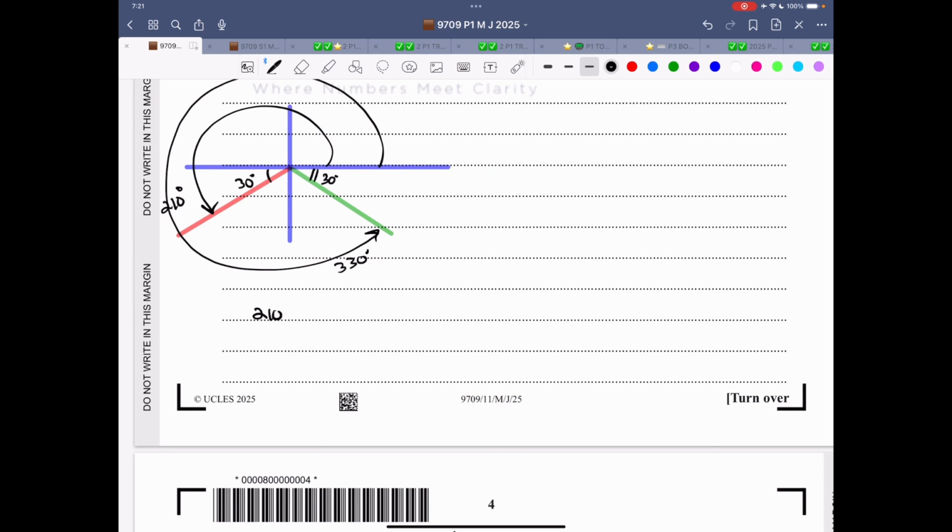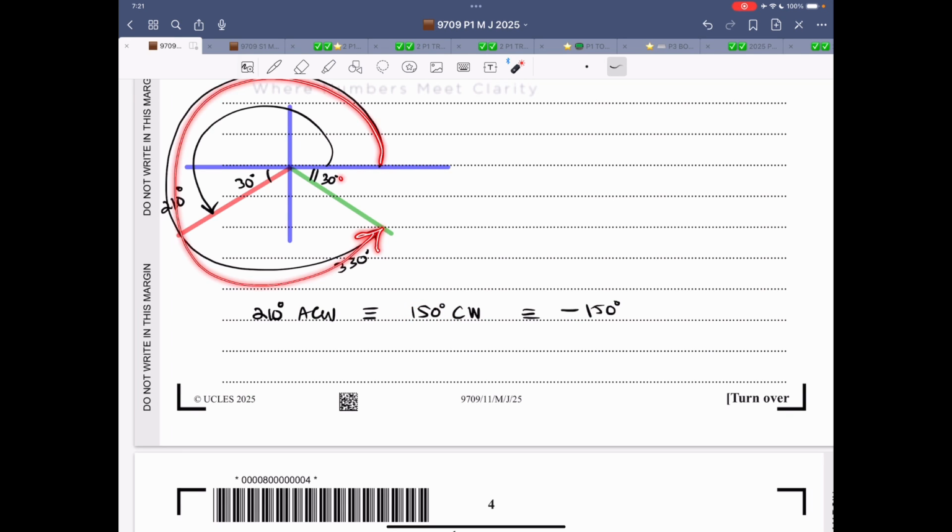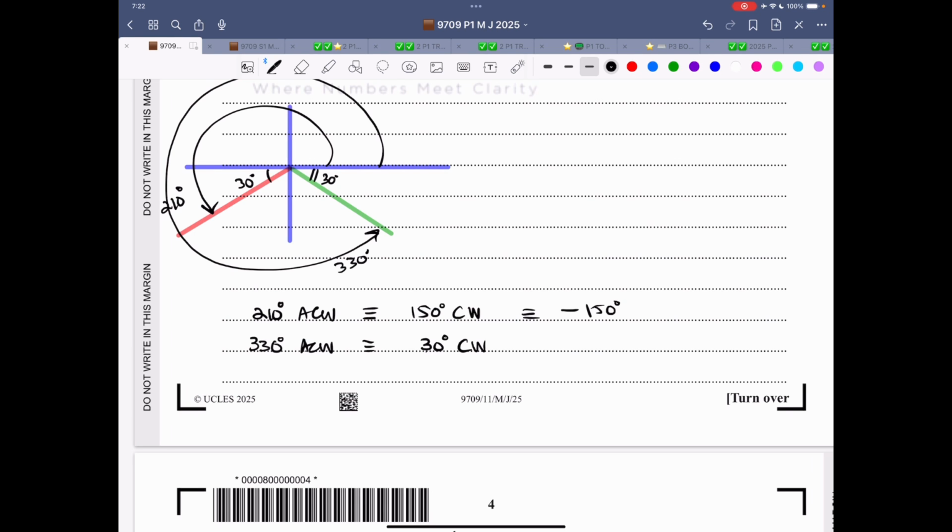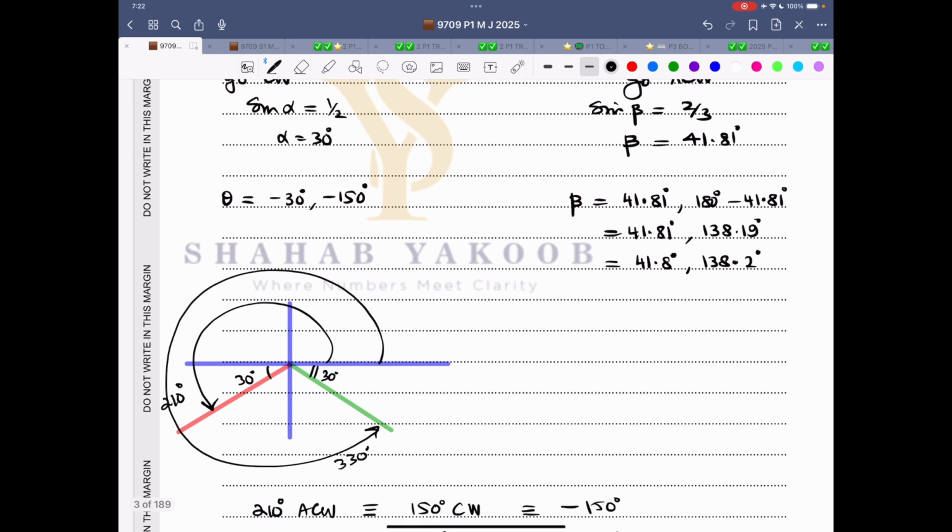Now 210 degrees anti-clockwise is the same thing as 150 degrees clockwise, which is written as negative 150 degrees. Technically 360 minus 210 is 150. It's clockwise, and clockwise angles are negative. Similarly, if this is 330, the basic angle is 30, go clockwise. So 330 anti-clockwise is the same thing as 30 degrees clockwise, which is the same thing as negative 30 degrees. That's how these two values are obtained.